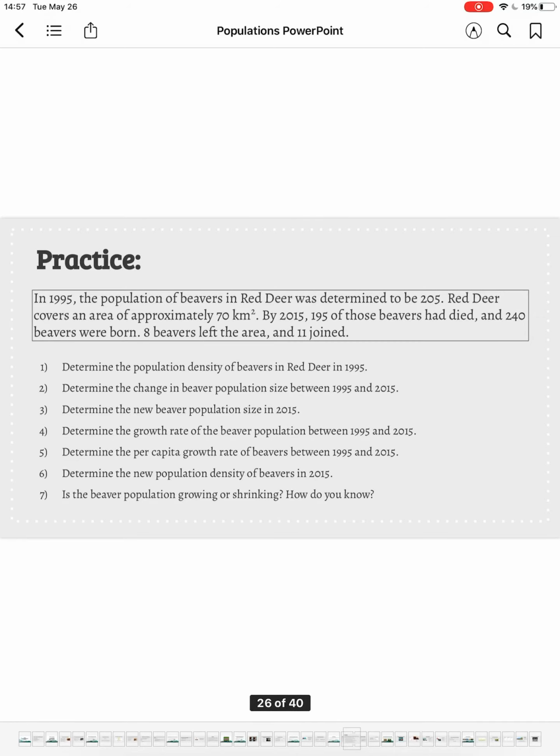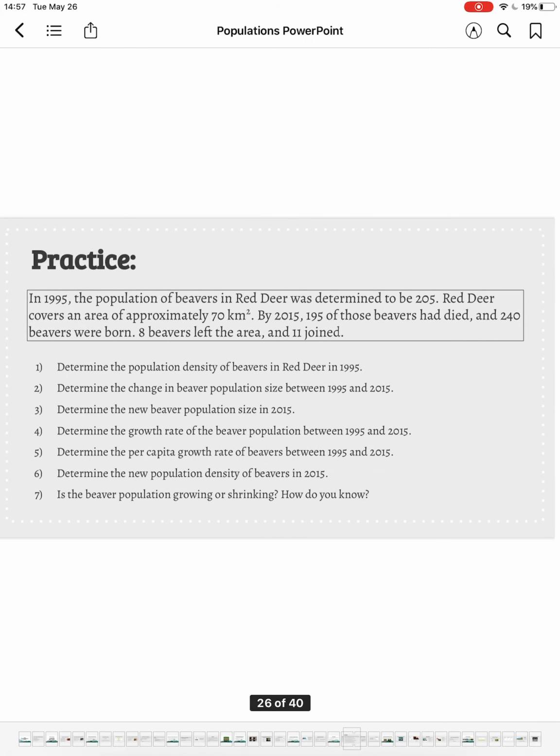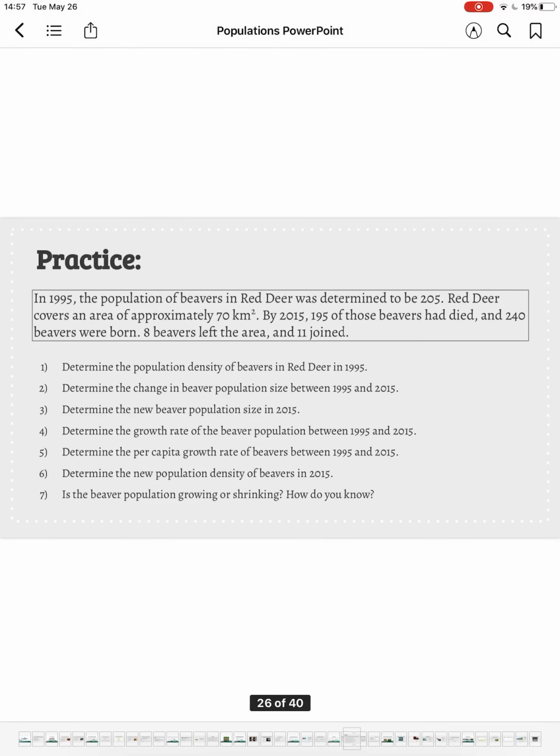So here's a practice. Guess we should do this one. It says in 1995, the population of beavers in Red Deer was determined to be 205. Red Deer covers an area of approximately 70 kilometers squared. By 2015, 195 of those beavers had died, and 240 beavers were born. 8 beavers left the area, and 11 joined. So that's all the information that you will need to do these 7 different questions.